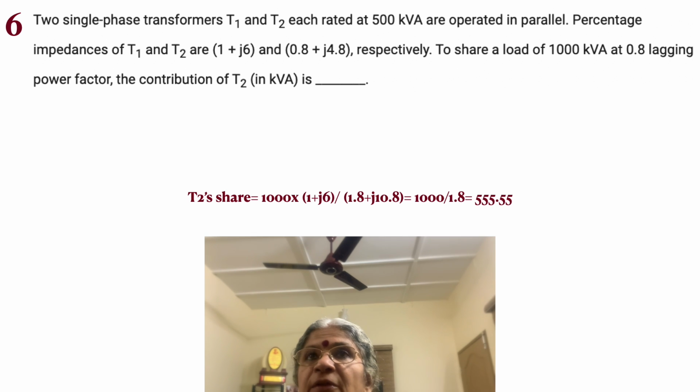Okay, the voltage is the same. So what is going to happen? Current division is going to matter. Current division is exactly the rule that is going to be utilized. So how do you use the current division? If you want T2's share, it should be multiplied by T1's impedance and divided by the total combination. So what is T1's impedance? 1 plus J6. And 1000 kVA is what is going to be shared.